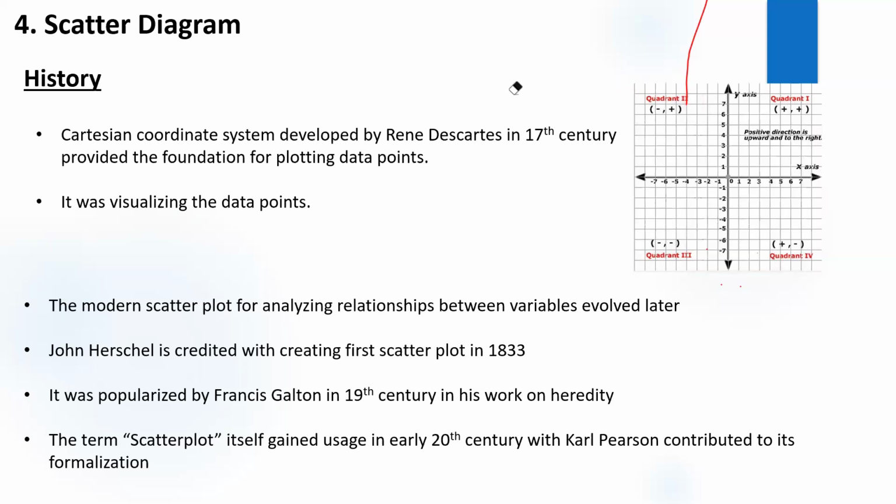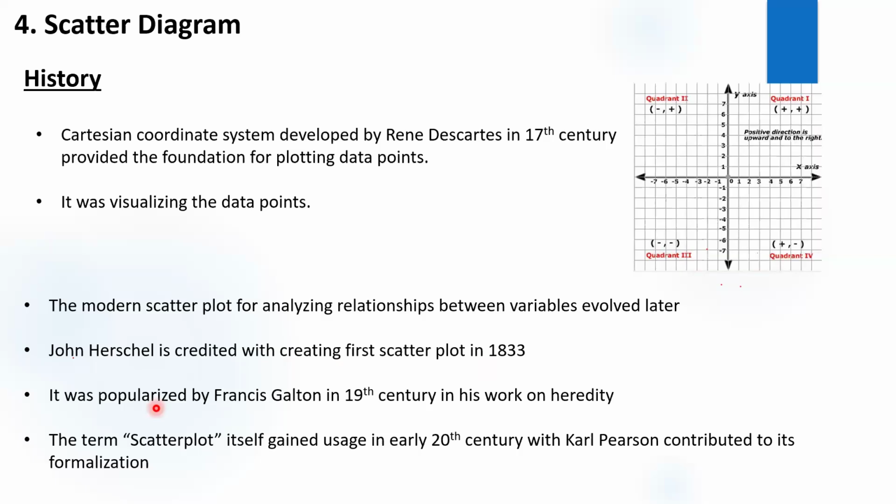Scatter diagram is always used for the variables. The modern scatter plot for analyzing the relationship between variables evolved later. John Herschel is credited with creating the first scatter plot in 1833. Now we are studying this in 2025, but the first scatter plot was used by John Herschel. This concept of scatter plot was popularized in the 19th and 20th centuries.